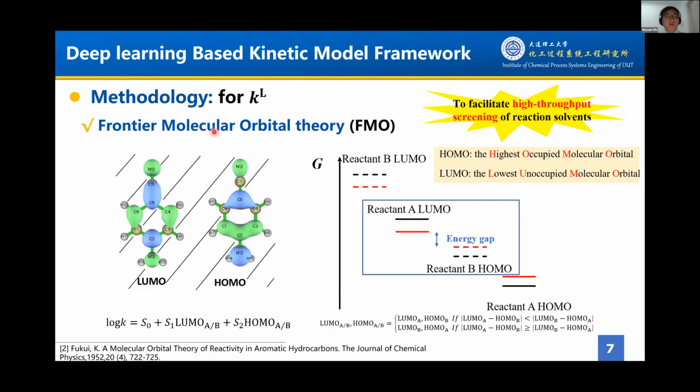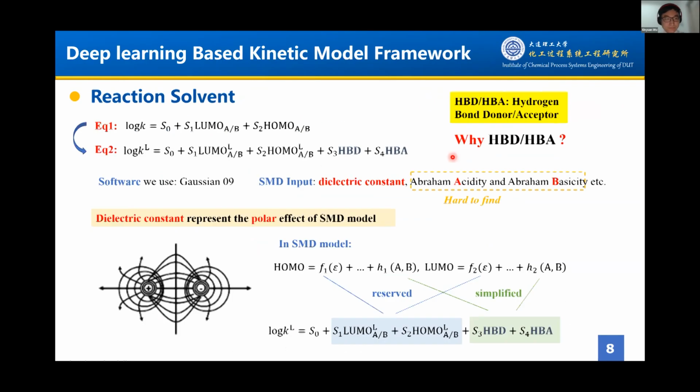First of all is the frontier molecular orbital theory. The theory, paired with the transition state theory, provides another insight into the reaction mechanism. It focuses on the description of molecular orbitals, such as the highest occupied molecular orbital, HOMO, and the lowest unoccupied molecular orbital, LUMO. These two energies, similar to the transition state, will vary with the solvent environment. Thus, we can establish a kinetic model like this to facilitate high throughput screening of reaction solvents.